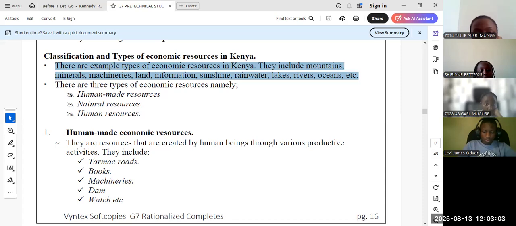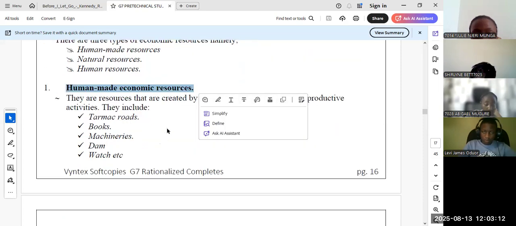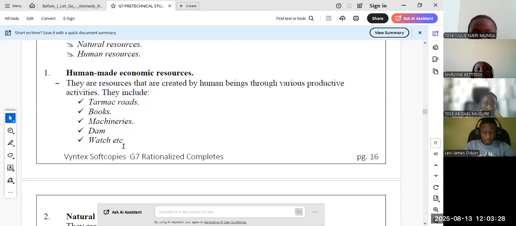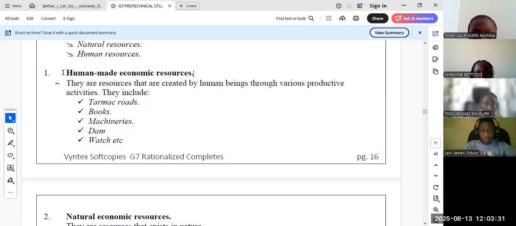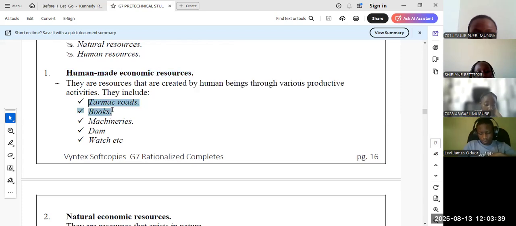Now, starting with human-made economic resources, things that are made by human beings. Remember, that one is also a resource, and it has got to do with human beings. You took part in the creation of these resources. That's why we refer to them as human-made economic resources. They are created by human beings through various productive activities. Examples include tarmac roads and books. The books you are using in school are an economic resource made by human beings.